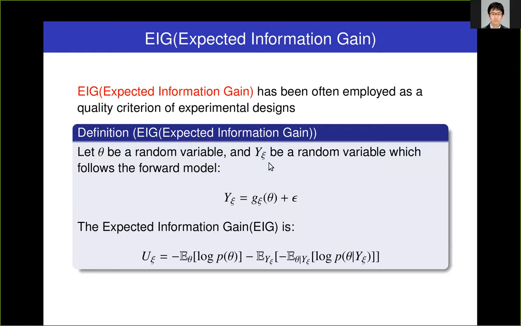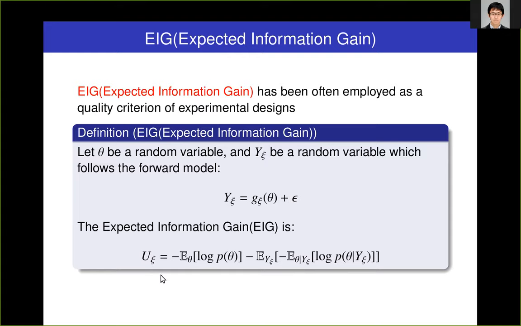And EIG is given by U(c) in this formula. The first term means the entropy when y is unknown. And the second term means the entropy when y is known. So U(c) means the decrease of information entropy. And this is the measure of the value of the information of y.